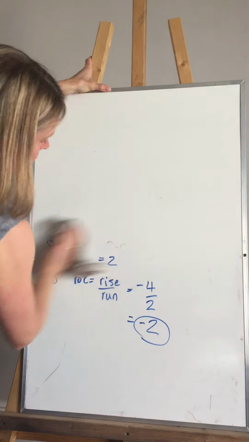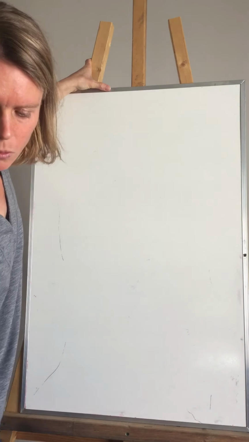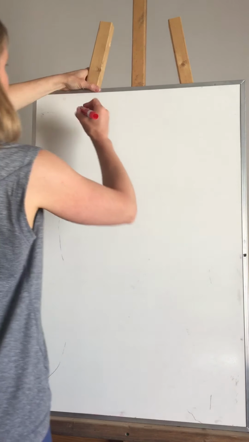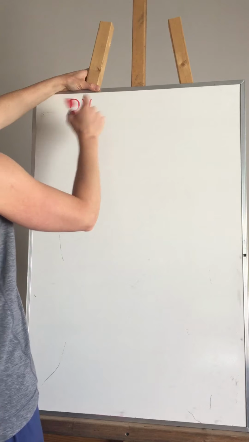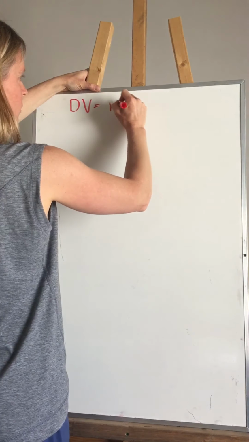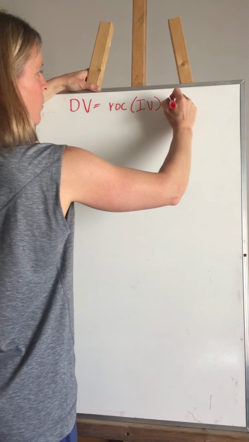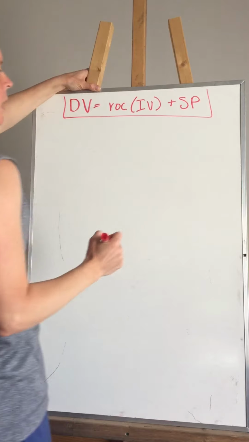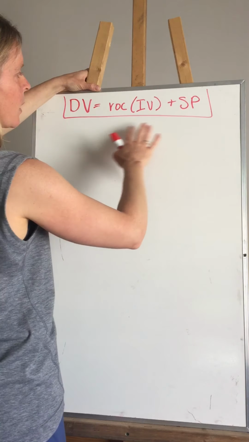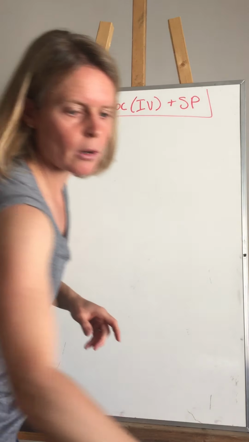A linear equation. Okay, so I'll put up at the top the big formula that we use for all of them. Dependent variable equals the rate of change times the independent variable plus the starting point. This is not a formula that you need to memorize, just one that you need to be able to know how to use.